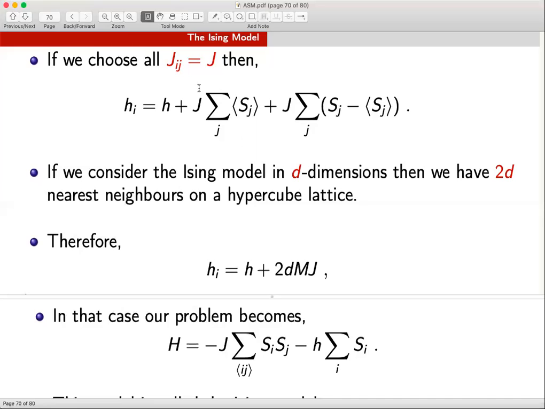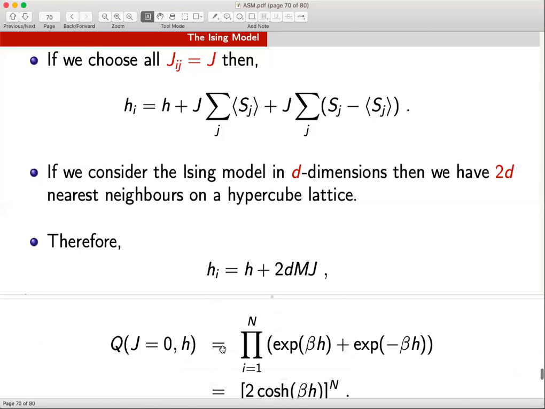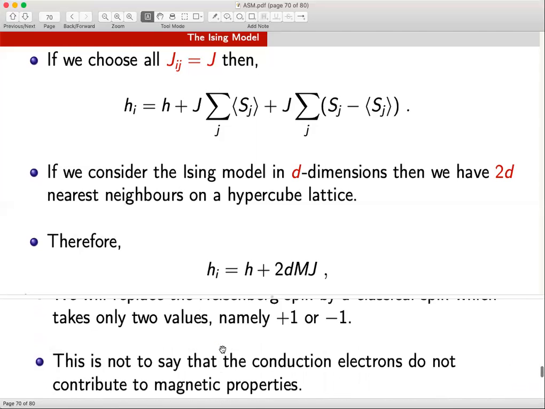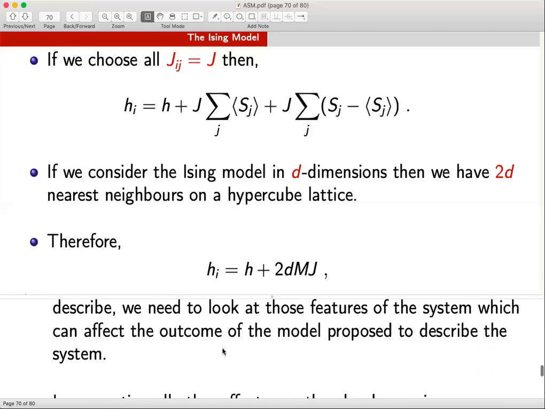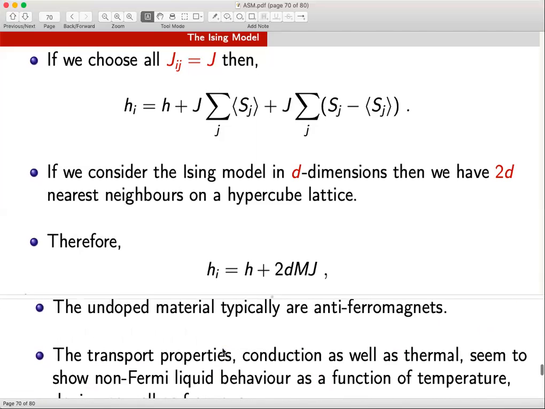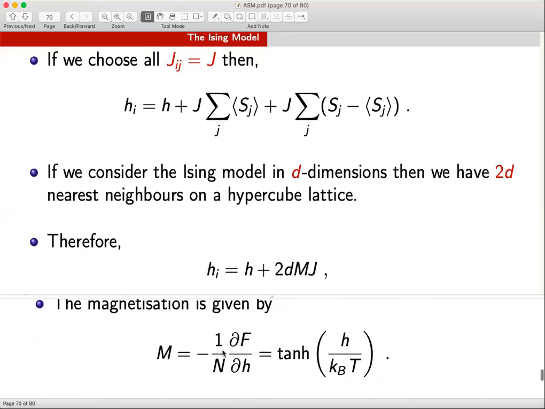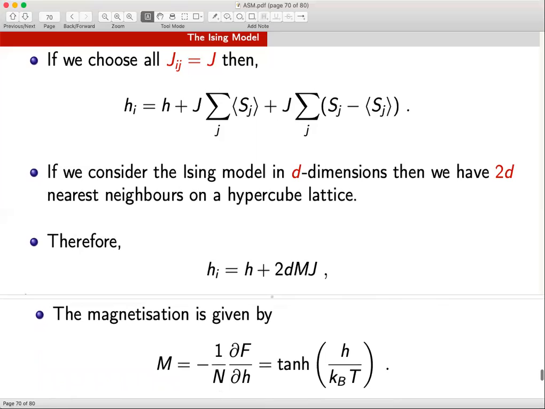So that would give you a factor of 2d, and then you basically propose that since you see an average effect, every site j gives you some average magnetization M. We had defined this magnetization in the following way earlier. Yeah, magnetization is defined like this.